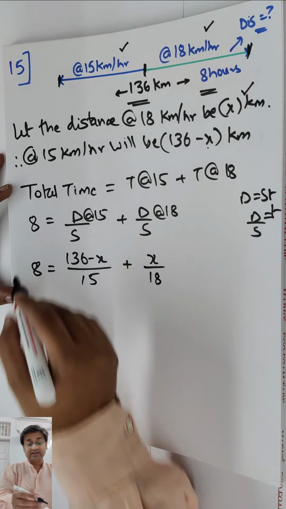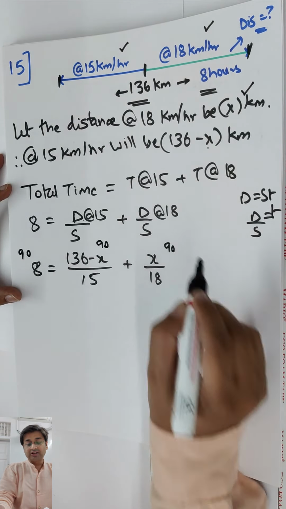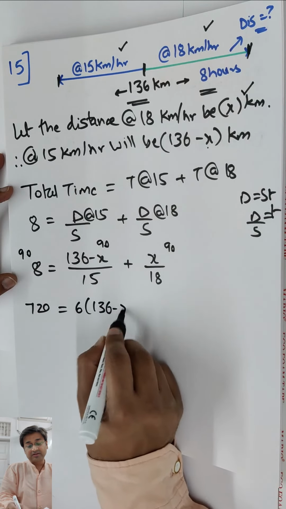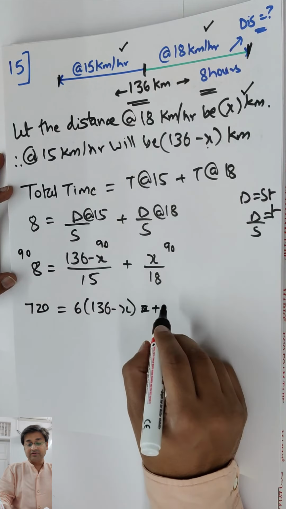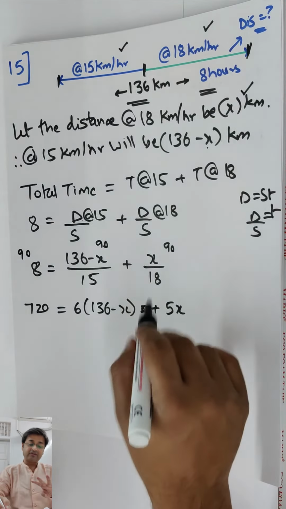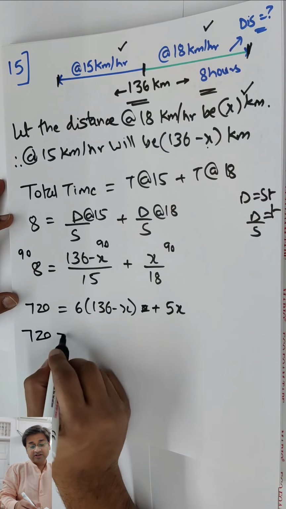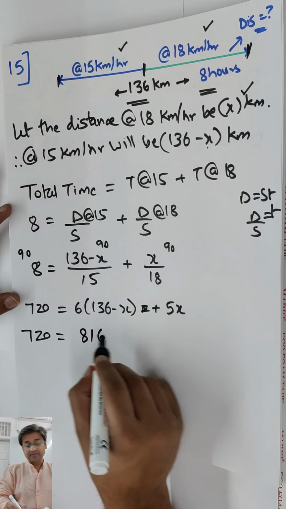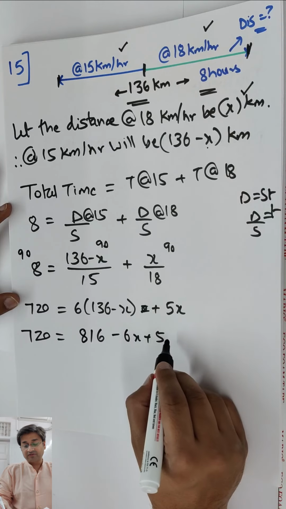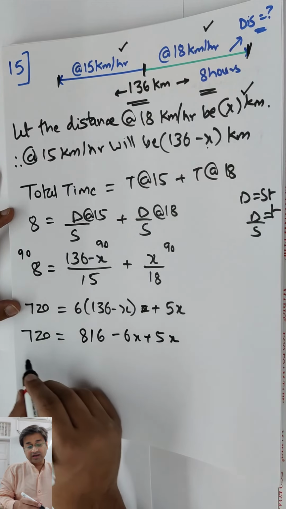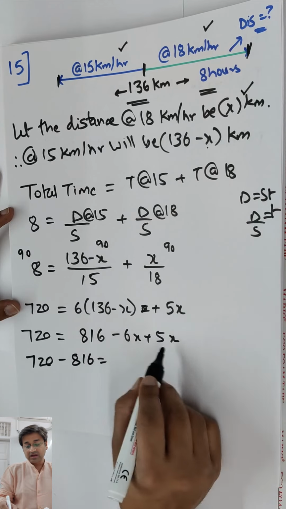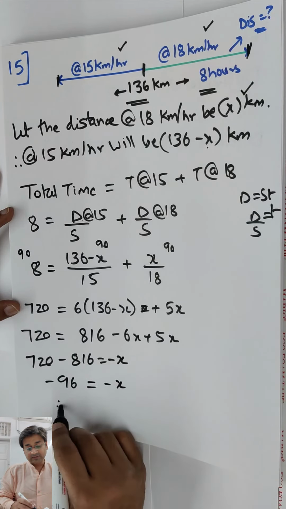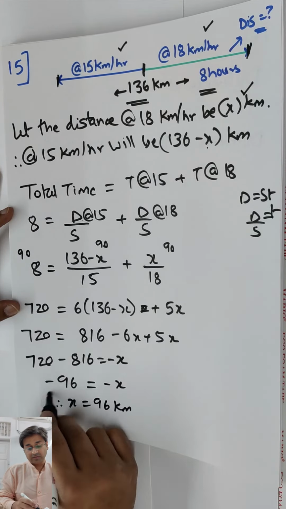15 into 18, you'll have to take the LCM, which is 90. So multiply each term by 90. So 720. 15 ones are 15, 6 times. So 6 times (136 minus x). 18 ones are 18, 5 times. So 5x. Am I correct? 8 5s are 40, 90 correct. 30, yeah, that's correct. So 720, 6 6s are 36, 6 times 136 is 816. So 720 equals 816 minus 6x plus 5x. So here, pushing this on the other side, 720 minus 816, the difference is only negative x. Here the difference, I guess, is minus 96, equals minus x.